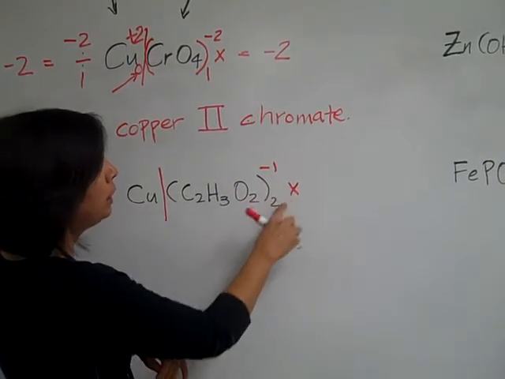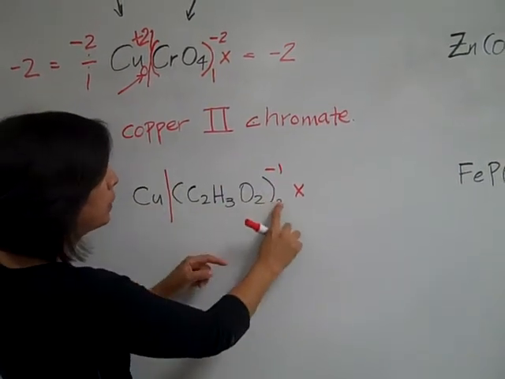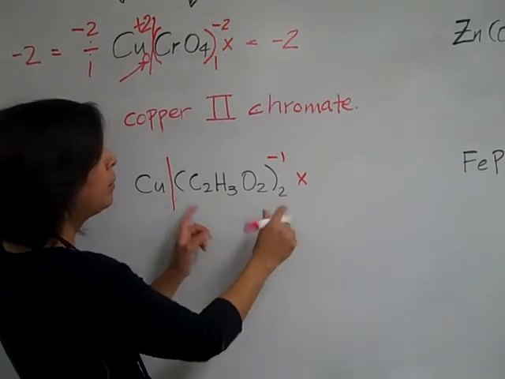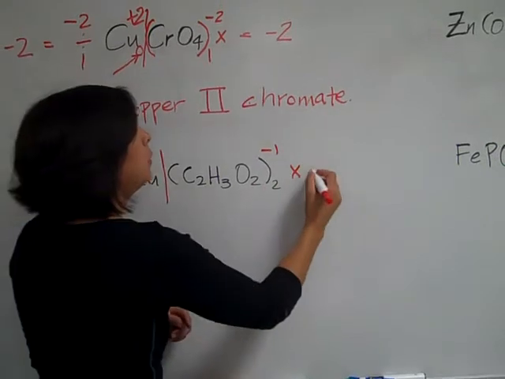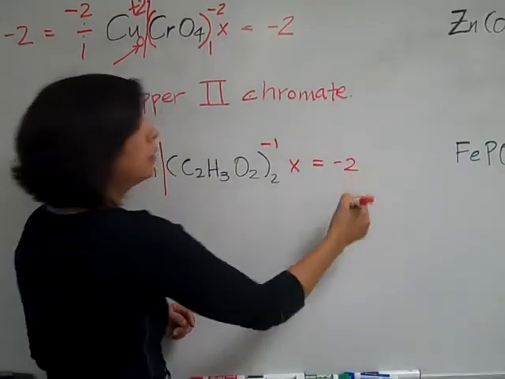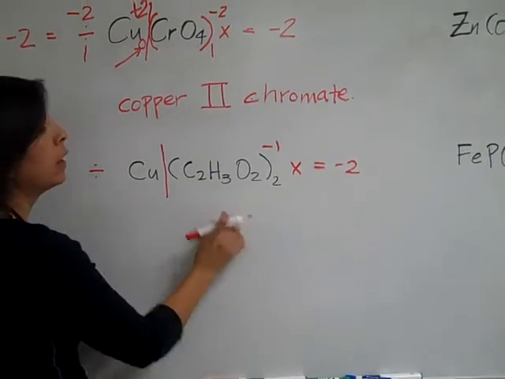When you look on your chart, it tells you that acetate has a charge of -1. So you take -1 and multiply it by how many acetates you have. You already have the parentheses with a 2 on the outside, which means you've got 2 acetates in this compound. So -1 times 2 gives you a -2 charge. That's the total charge of the anion in this compound.